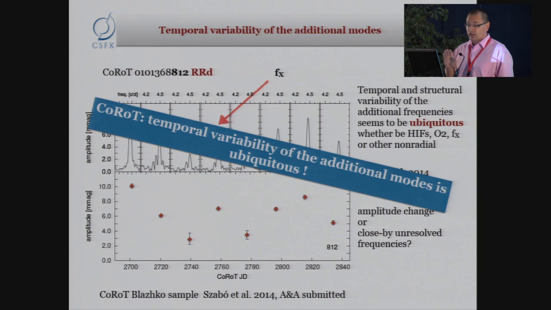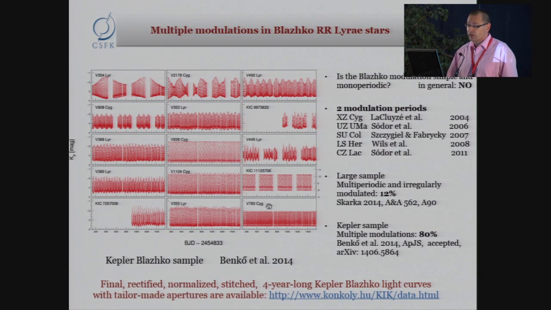So it is in all stars that feature these additional modes. It's very interesting. It's not only one or two objects, actually all of the objects that we checked show this temporal variability.